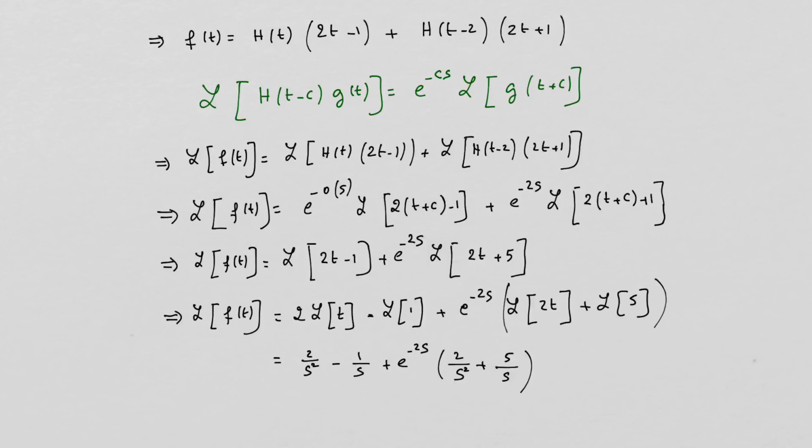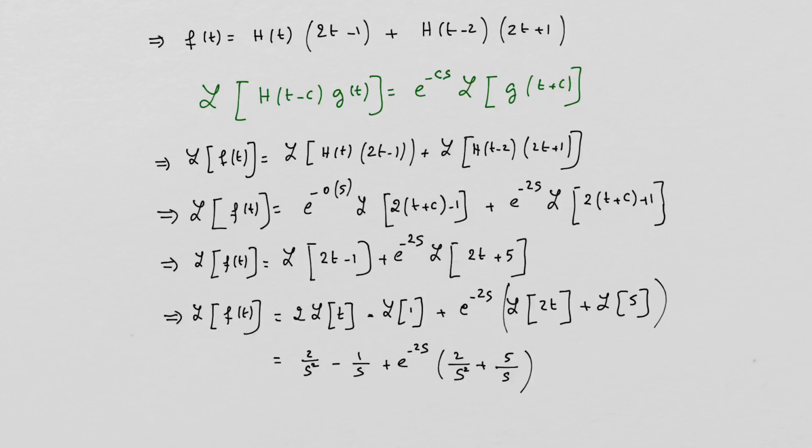Next one. I'm trying to find Laplace of this. Notice that c is 2. So the answer is e to the negative 2s. And then g of t was 2t plus 1. But I want to write g of t plus c. So every time I see a t, I'm going to replace it by t plus c. 2 remains, and the plus 1 remains. Okay? So hopefully you know that this is this based on the green.